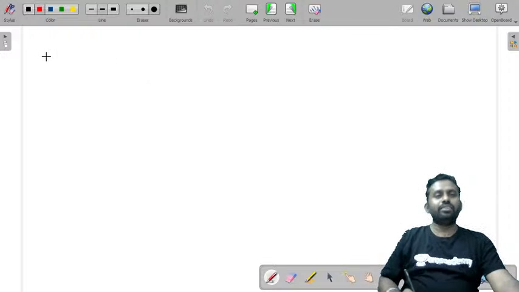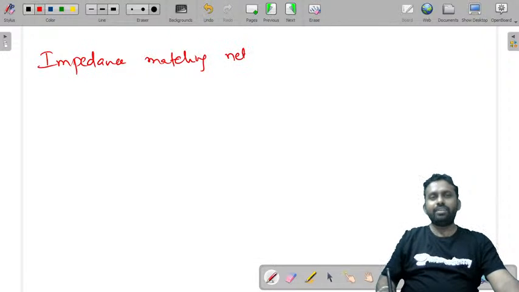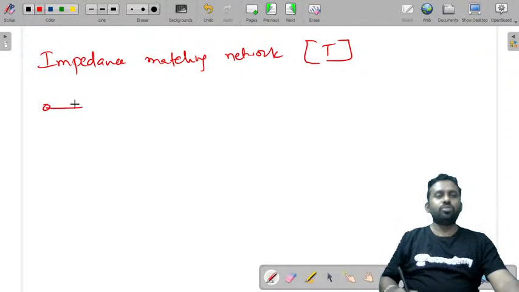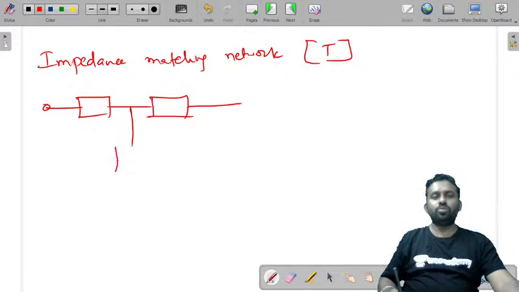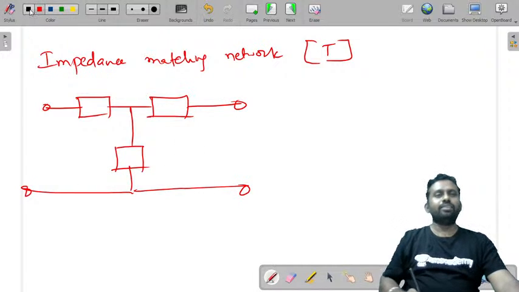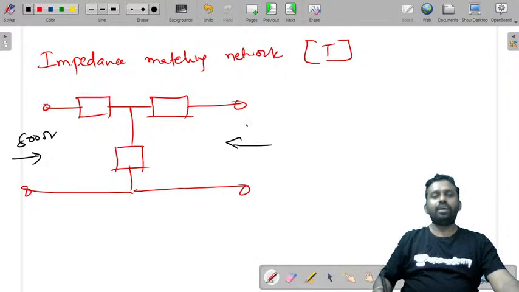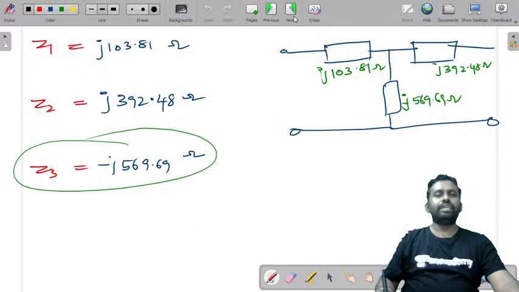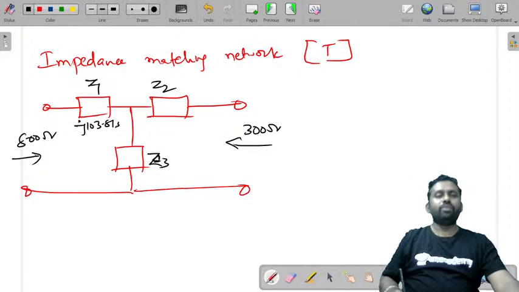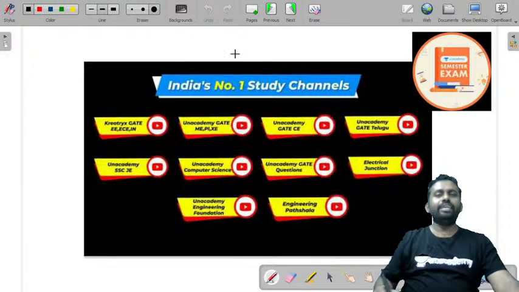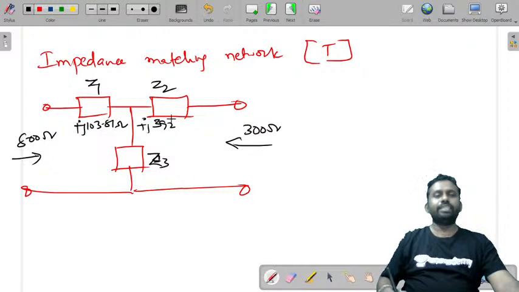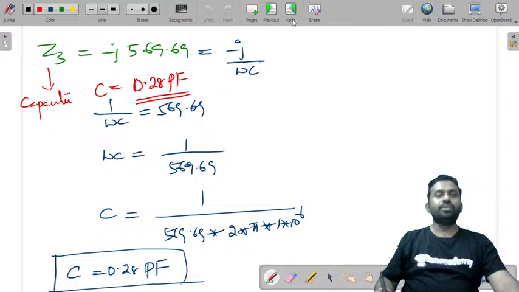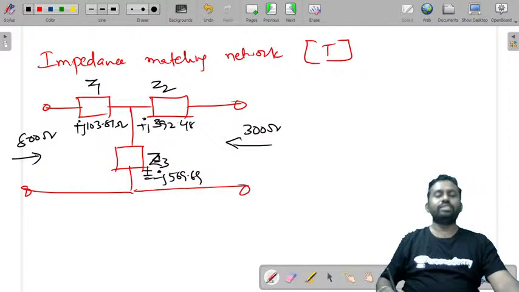So further you can write the final impedance matching network, which is of T type. So you have written Z1, Z2, Z3 with R1 as 800 ohms and R2 as 300 ohms, and this is Z1, Z2, Z3. Z1 value was j103.81 ohms, Z2 is plus j392.48, and Z3 was minus j569.69.